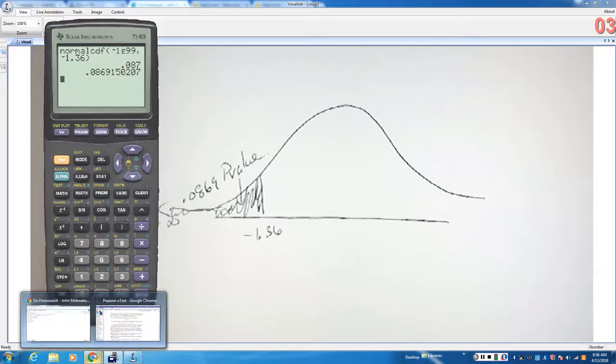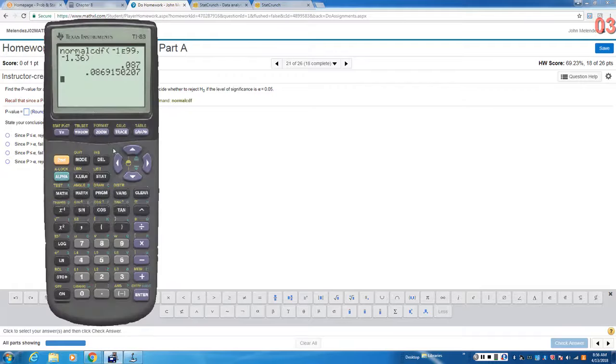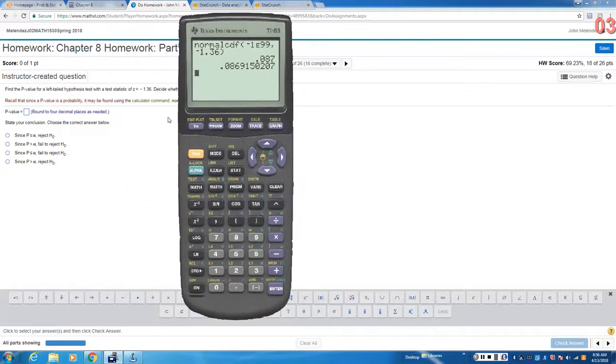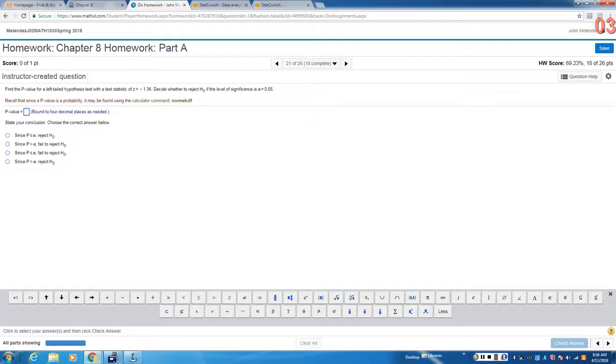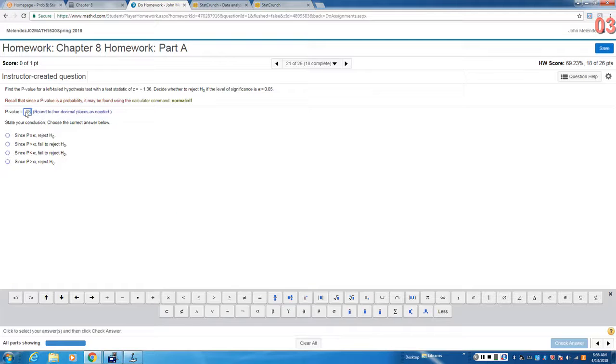Now, what is the question asking? The question is asking, what is that p-value? Well, basically that's your answer. Your p-value is this number right here. So we're going to put that in. It's going to be 0.0869.